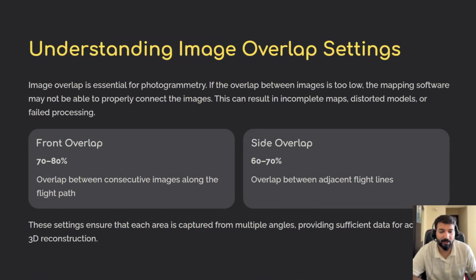Second, using incorrect image overlap settings. Image overlap is essential for photogrammetry. If the overlap between images is too low, the mapping software may not be able to properly connect the images. This can result in incomplete maps, distorted models, or failed processing. As a general guideline, most mapping missions use around 70 to 80% front overlap and 60 to 70% side overlap. These settings ensure that each area is captured from multiple angles.